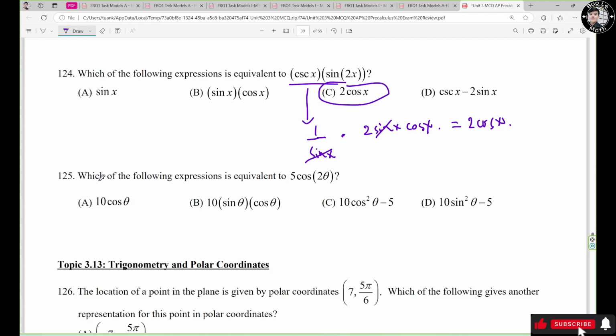Now question 125. Which of the following expressions is equivalent to 5 cosine 2 theta? So this is the double angle formula. So we just expand this one. It's going to be 5 times (2 cosine squared theta minus 1). So it's going to be 10 cosine squared theta minus 5, because you need to distribute the 5. So the answer must be C.